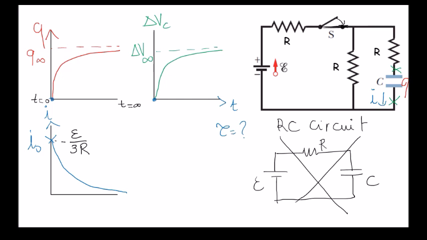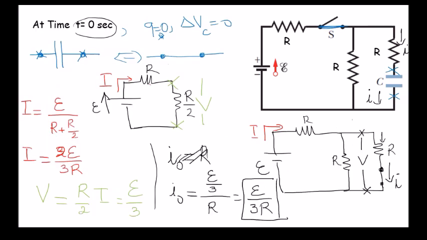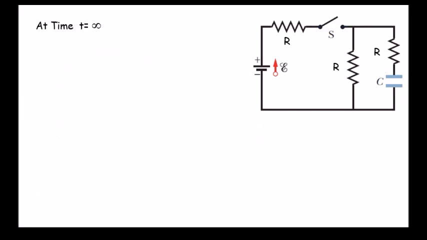We know that at t equals infinity the current is 0. But we don't know the charge, we don't know the potential across the capacitor. So at t equals infinity, the current in the resistor is 0. I have a capacitor, and the current is 0. When the current is 0 through a wire, what does it mean? That's a broken wire.